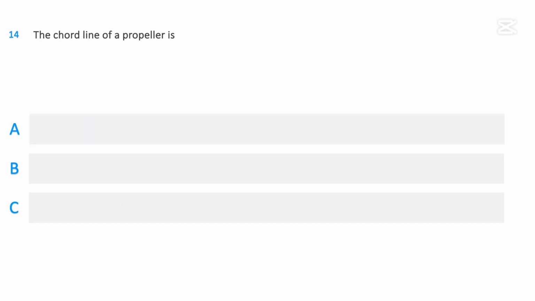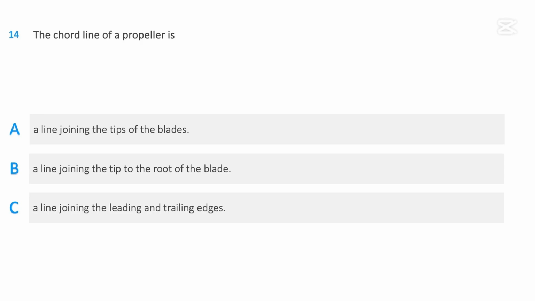The chord line of a propeller is a line joining the tips of the blades, a line joining the tip to the root of the blade, a line joining the leading and trailing edges. The correct answer is a line joining the leading and trailing edges.